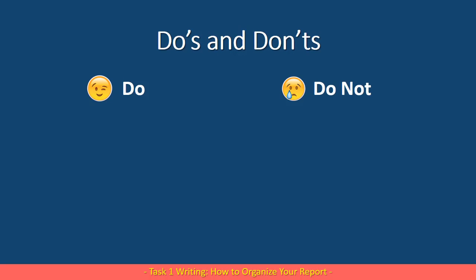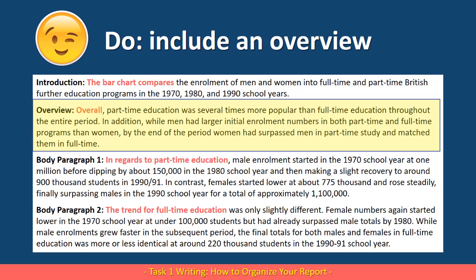Next, let's take a look at some of the important do's and don'ts, good things to do and bad things to do for your task 1 writing. First, do include an overview with the overall features. If we look at this example again, you can see the overview highlighted in the yellow. All right, so make sure you have an overview. It's very, very important, and not having an overview is a very, very common mistake. So don't make that mistake. Make sure you have an overview.